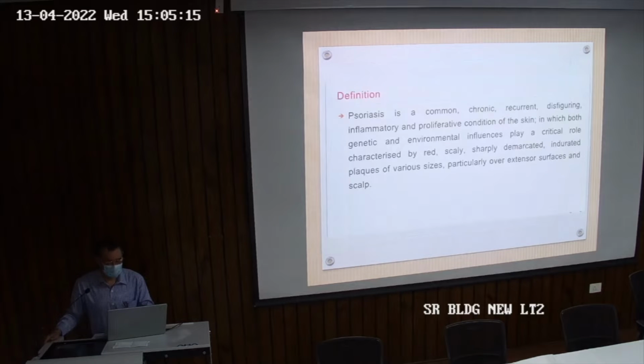So what is psoriasis? It's a common, chronic, recurrent disease. All these terms are very important. It is a chronic disease, a recurrent disease, that means it recurs regularly. Once you have psoriasis, mostly you'll have psoriasis throughout your life.